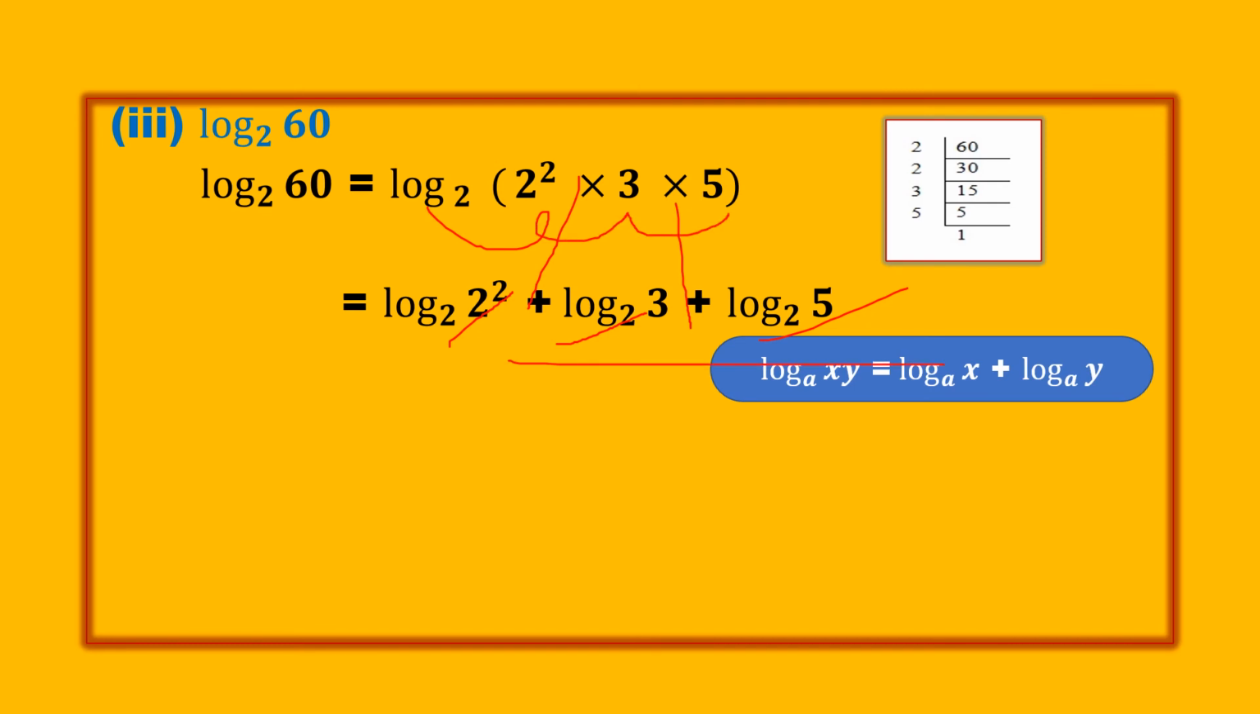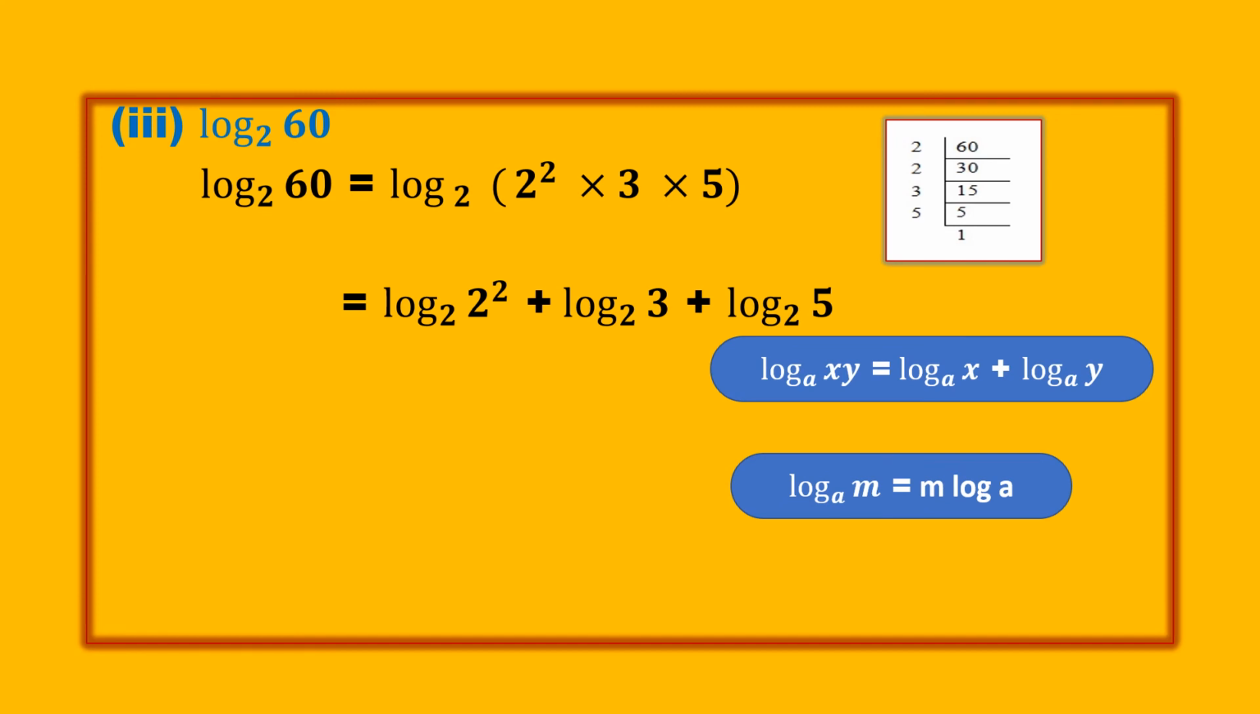Okay, now here again you have it in the form of power. Okay, power means it goes to the front, because our property is log m base a equal to m log a. Whatever power is there, it will be sent to front. Okay, simple. Whenever multiplication is there, plus will be there. Whenever division is there, minus will be there. And whenever power is there, the power will be sent to the first.